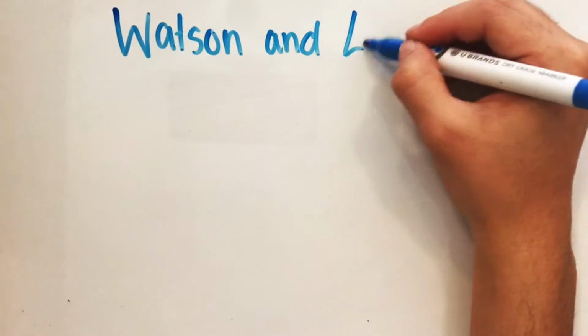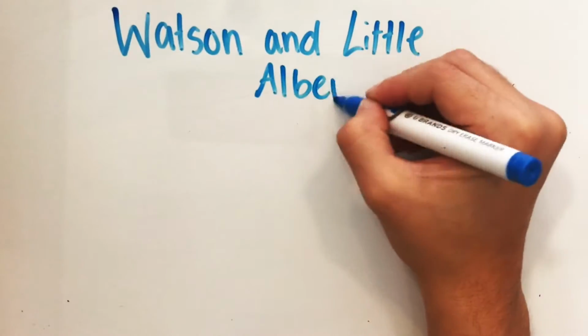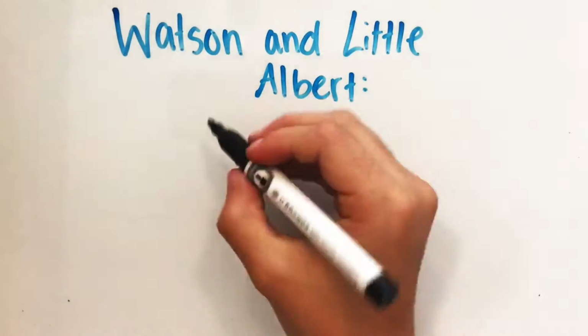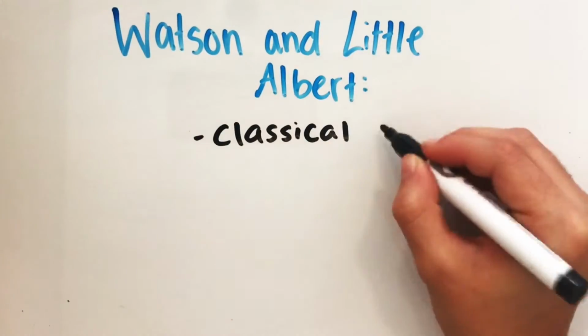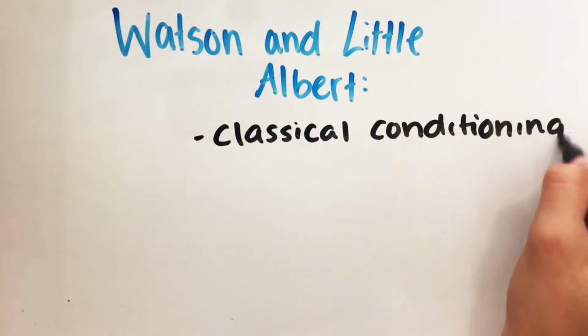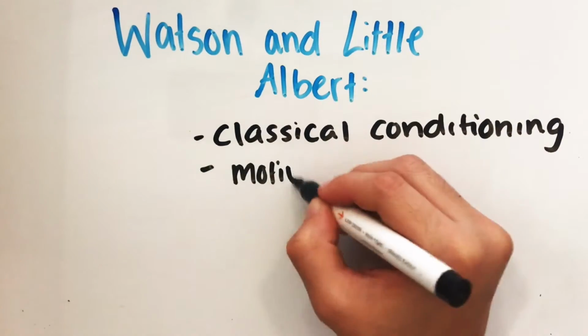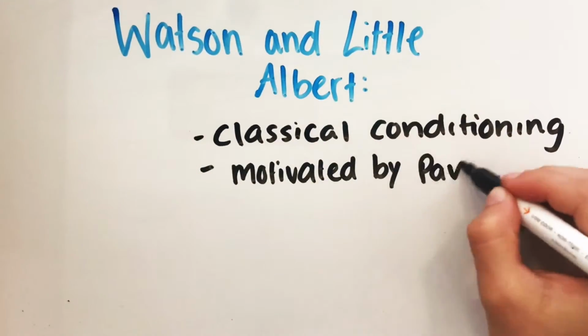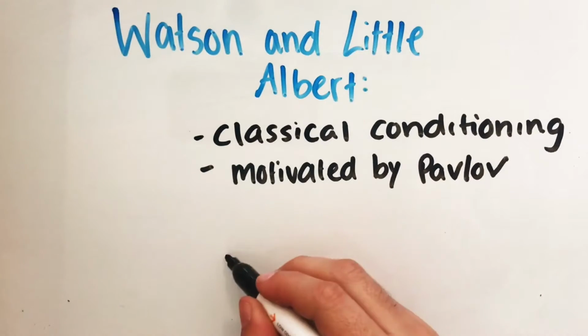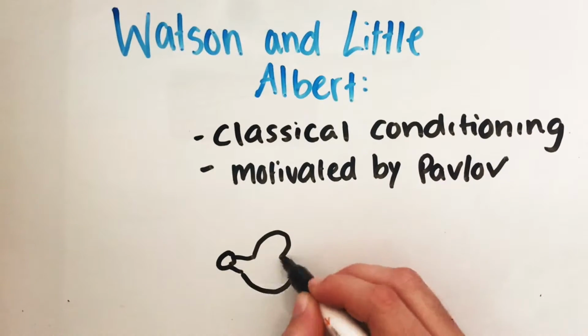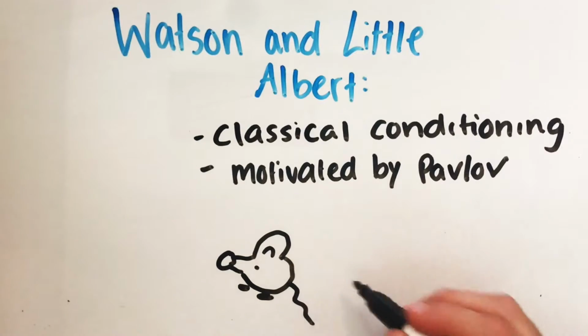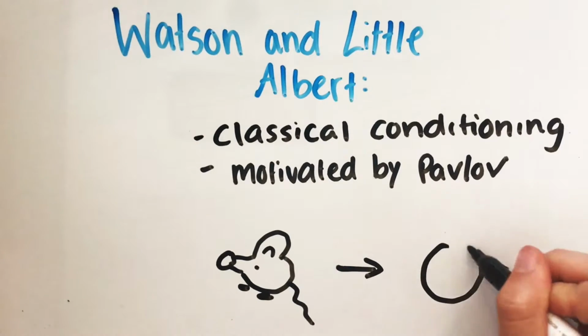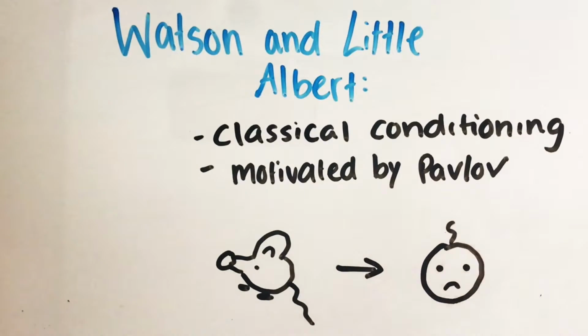The next person we have is Watson and little Albert. Who made the baby cry? Wow, Watson. Watson was also studying classical conditioning. He classically conditioned 9-month-old little Albert to be afraid of a rat. He eventually was afraid of anything that was white and furry.